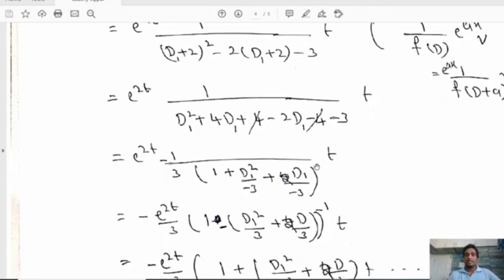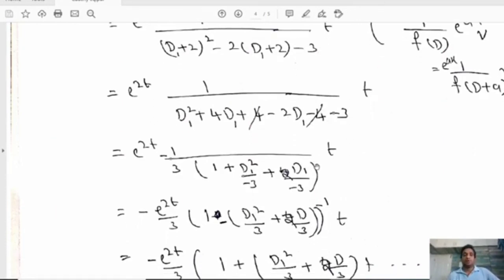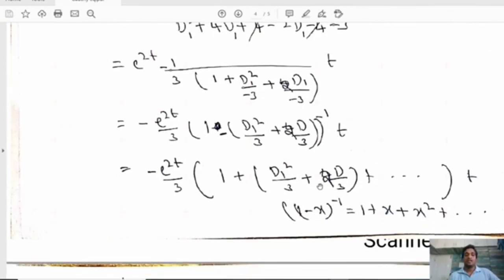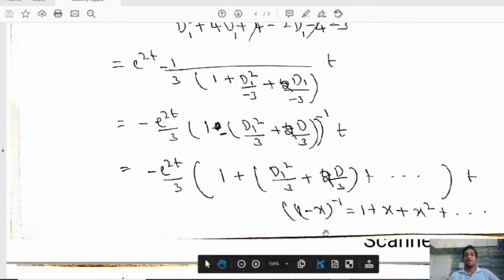Again I have to make it in the form of 1 plus x. So for that purpose I am taking minus 3 common, I have written it as minus 1 by 3. So 1 plus D1 square minus 3, 4D1 minus 2D1 is 2D1, by minus 3. If I bring this to the numerator, minus e power 2t by 3, 1 minus D1 square plus 2D1 by 3. The same formula that we are applying here, 1 minus x whole inverse is 1 plus x plus x square.